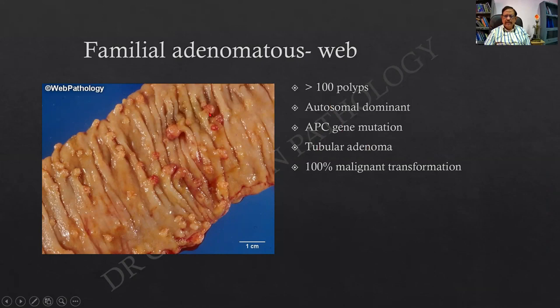Since there are multiple, it is not possible for us to surgically remove it. And even if we do remove them meticulously, another one will sprout out. And there is a 100% chance of a malignant transformation. This can be asked as a ultra short question, but please have it in mind. More than 100 polyps, adenomatous, autosomal dominant, and then it is a adenomatous polyp with 100% malignant transformation.